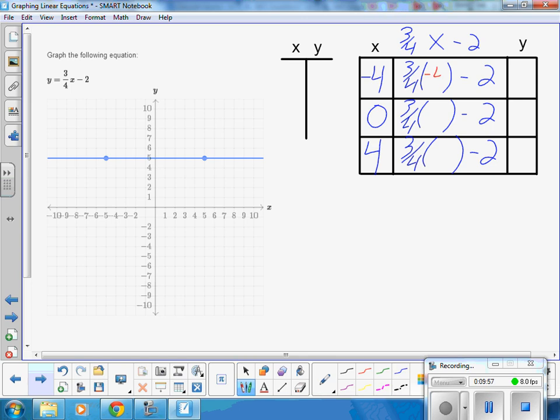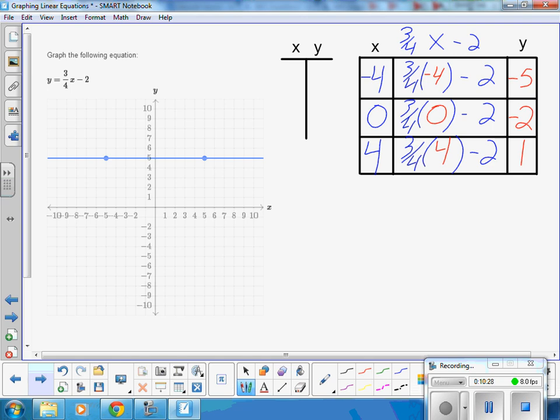When I put in a negative 4 here, if you do it on your calculator, 3/4 times a -4, that's going to give you a -3, minus 2 is a -5. 0 times 3/4 is 0. Subtract 2 is a -2. And 4 times 3/4 is 3. Minus 2 is 1. Plot those points.